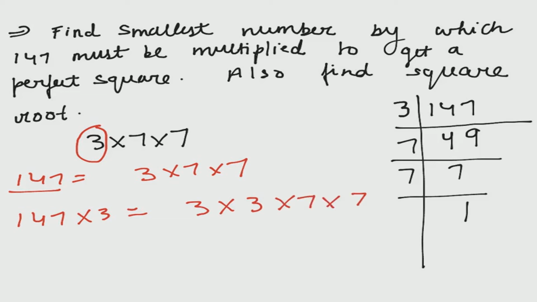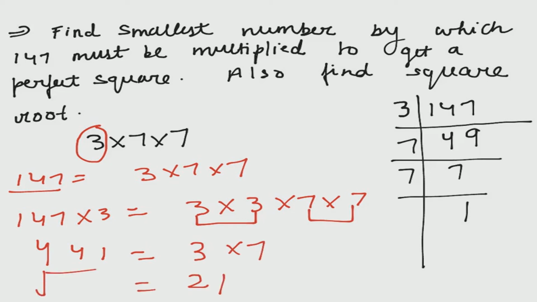Correct? 147 times 3 will give us 441. So now all these will become the prime factors of 441. It will give us 3 and 7. It means 21. So the square root of 441 will be 21. So this is the way we find out the smallest number by which we have to multiply.